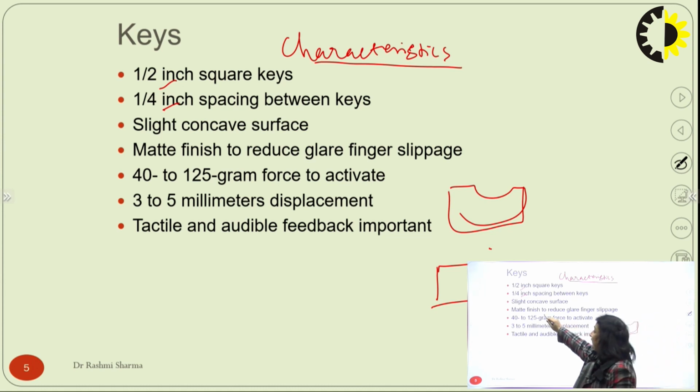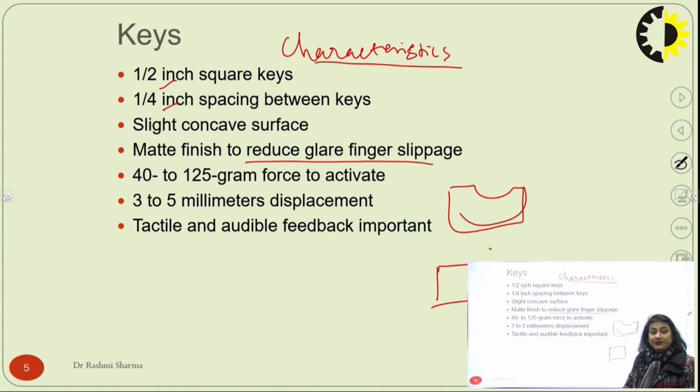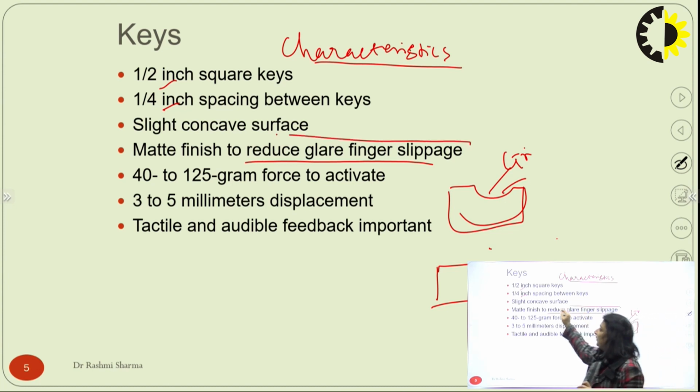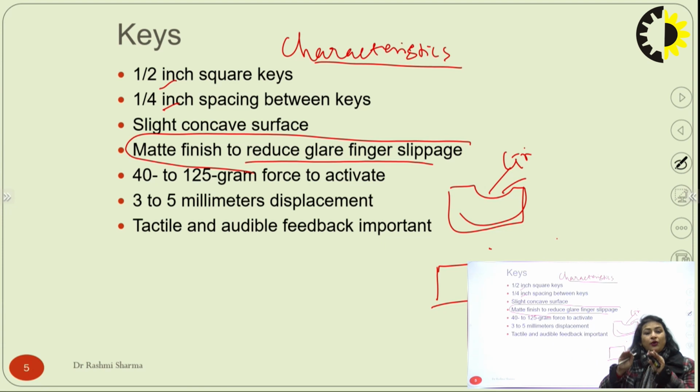Then matte finish to reduce the glare and finger slippage. Each and every key has a matte finish. It's not a glossy one. Your finger doesn't slip. It has a grip. For gripping, you have one thing: the concave surface, and then you have a slightly coarse surface. It's a matte finish, which is what it is called. So you have these things which make your finger hold that particular key.